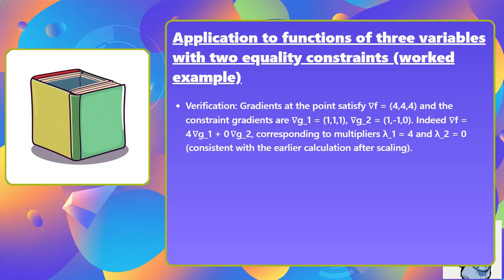Verification. Gradients at the point satisfy gradient f equals (4, 4, 4), and the constraint gradients are gradient g1 equals (1, 1, 1), and gradient g2 equals (1, -1, 0). Indeed, gradient f equals 4 times gradient g1 plus 0 times gradient g2, corresponding to multipliers lambda 1 equals 4 and lambda 2 equals 0, consistent with the earlier calculation after scaling.